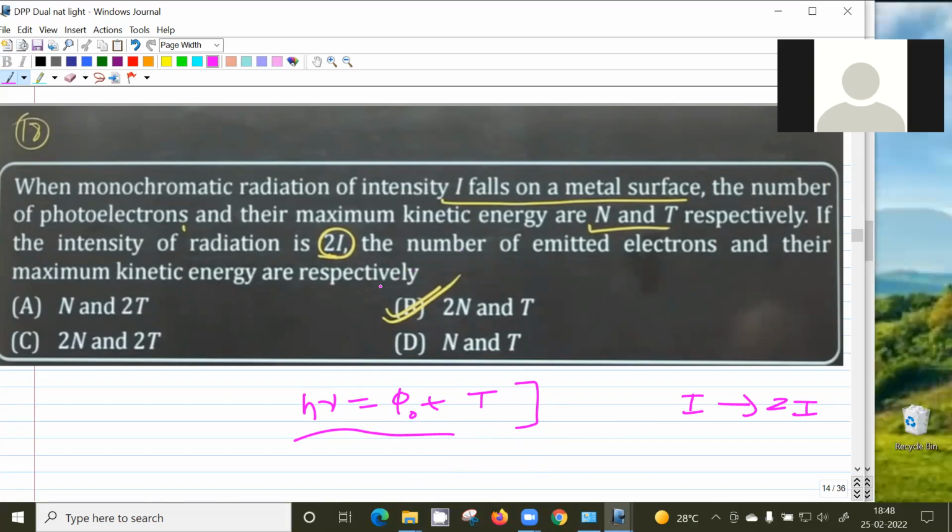The number of emitted electrons will increase because one photon will emit one electron. So the intensity has doubled, and the number of electrons emitted will be double. It is 2N. But the maximum kinetic energy depends on this equation, which is independent of the intensity. This is for a single photon. So T will be the same.